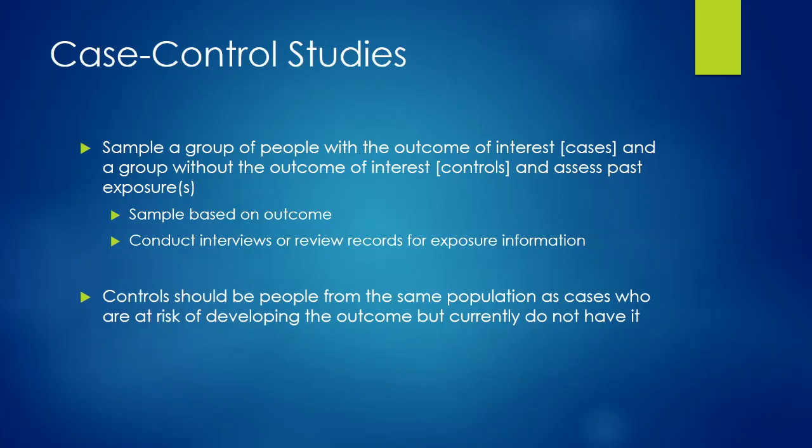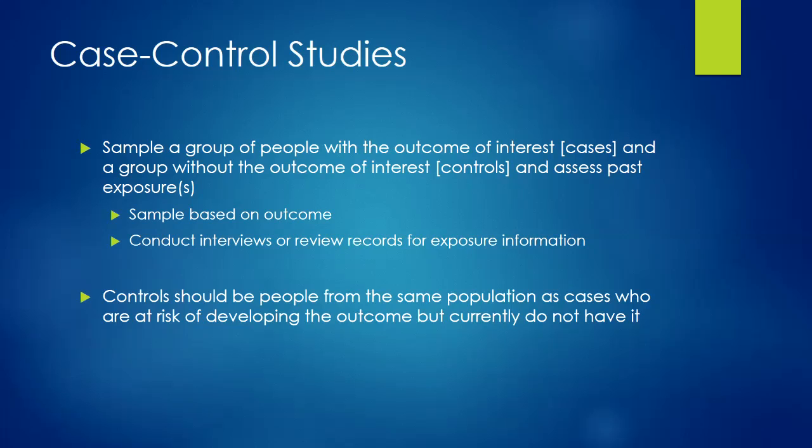One of the other challenges with case control studies is identifying appropriate controls. So again, we want to make sure that both our cases and controls are coming from the same source population. So basically, controls should be people who are from the same population, are at risk of developing the outcome, but don't currently have it.